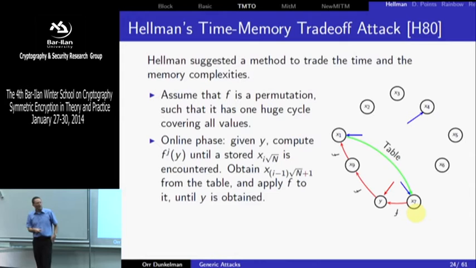Pre-computation, n. I had to apply f n times. Memory consumption? Square root of n, endpoint and start point. I divided it into square root of n chains. Each chain, I just need to store 2 points. Online time complexity: square root of n, because I'm inside one chain. All I'm doing is that I'm saving this huge cycle and having a shortcut here.